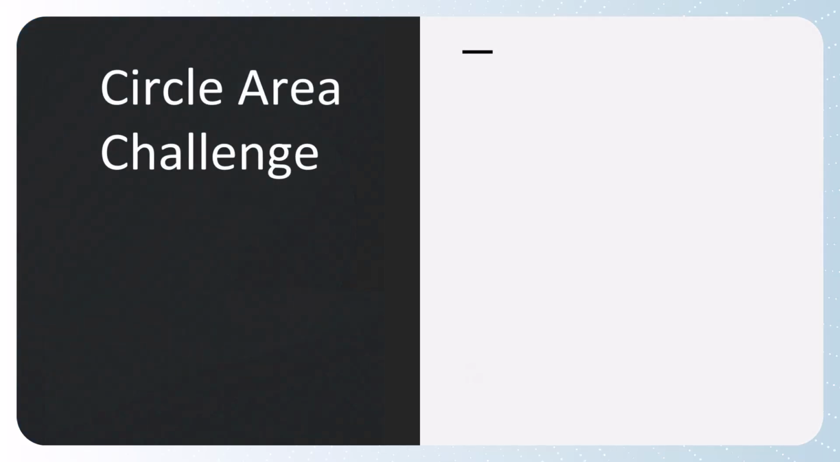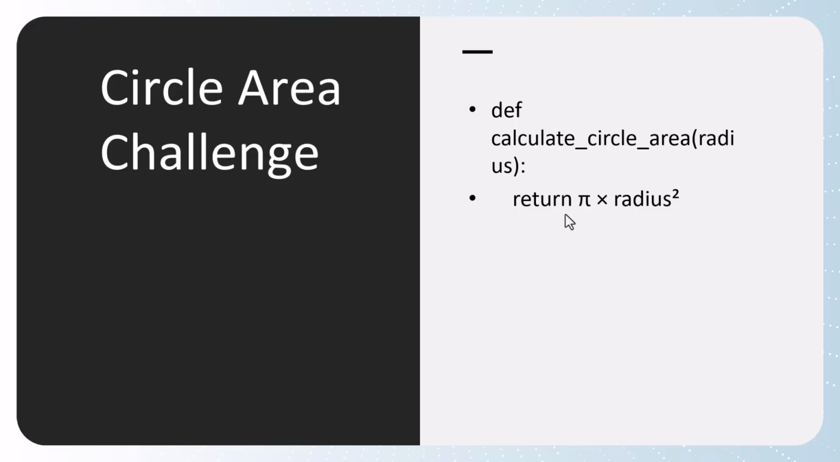And then we have a circle area challenge. Now we have a small challenge on how to calculate the area of a circle through Python. So here is a function. I've named it calculate_circle_area, and I'm passing the radius. Now it should ideally return pi into radius square, but pi is not recognized by our Python, so I have to give it a value.